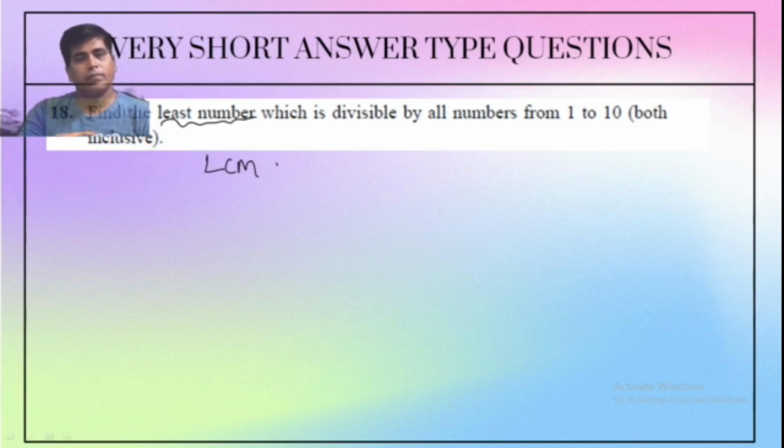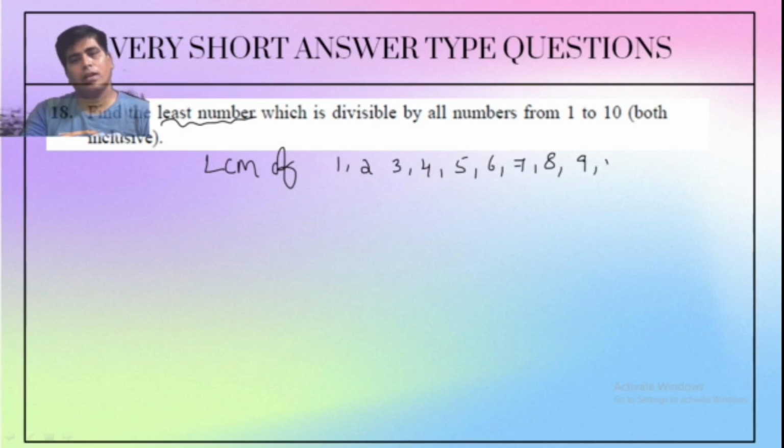LCM of 1, 2, 3, 4, 5, 6, 7, 8, 9, and 10. So we have to find one number that is divisible by all these numbers. Find the LCM.